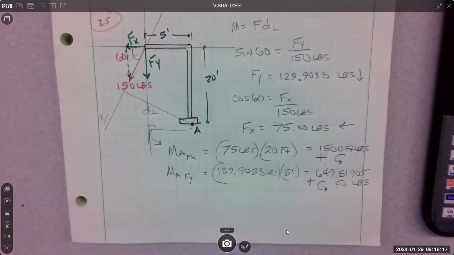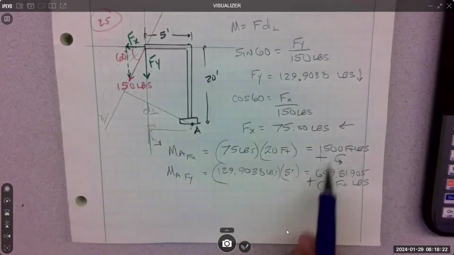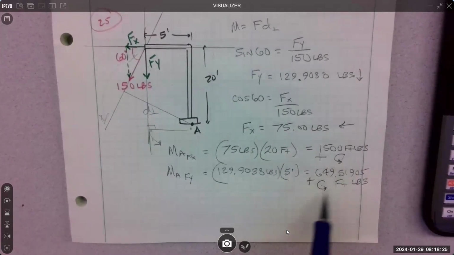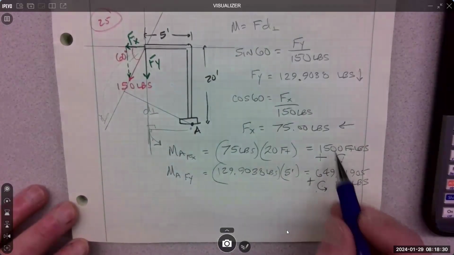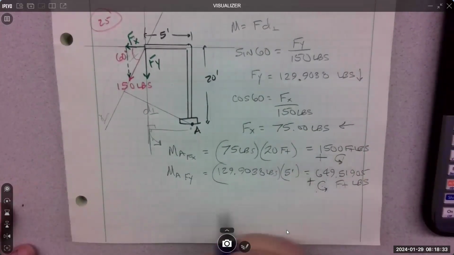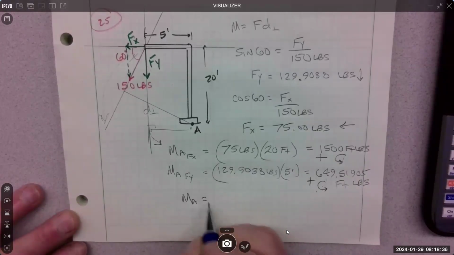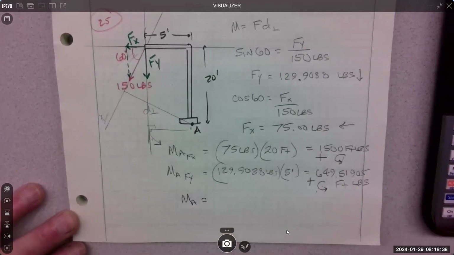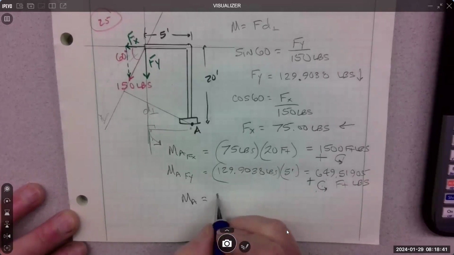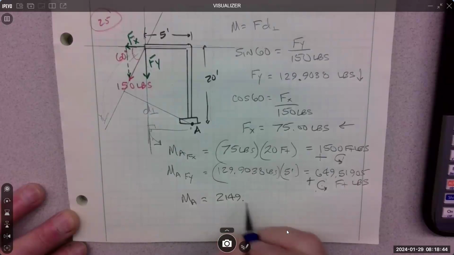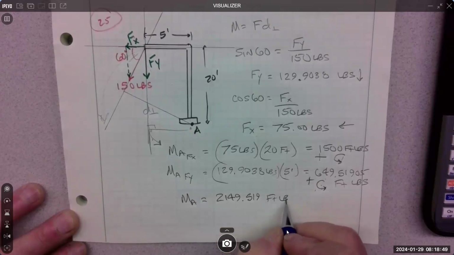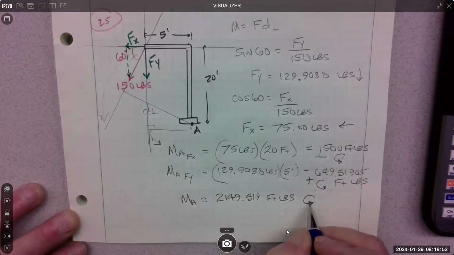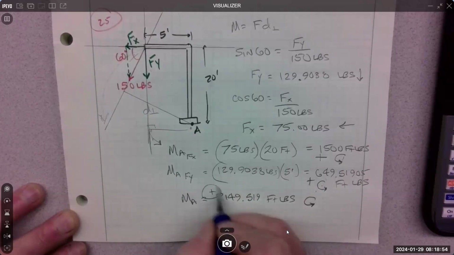So in this case, the X component and the Y component are creating the same effect. Both of them are positive rotations, counterclockwise. That means when we add them up, moment about A, we can just add these. They're both positive. Total moment about A is going to be plus 2149.519 foot-pounds. Counterclockwise, positive.